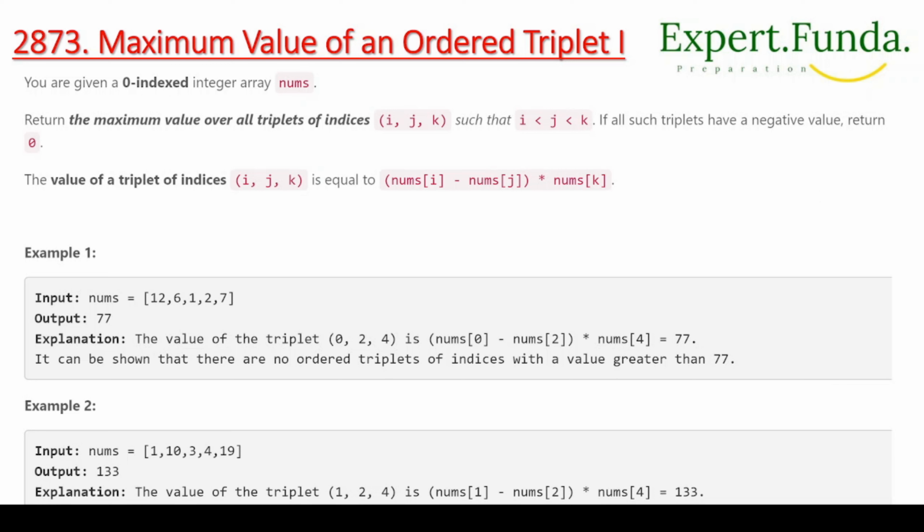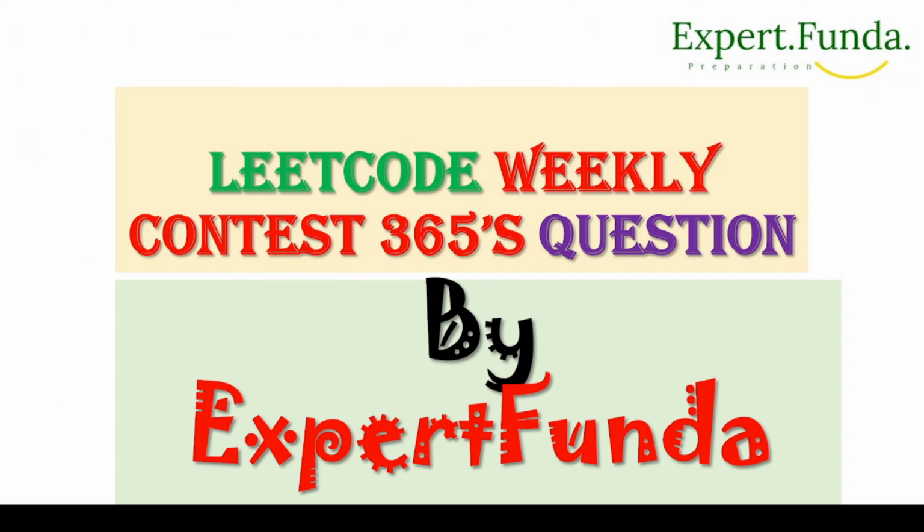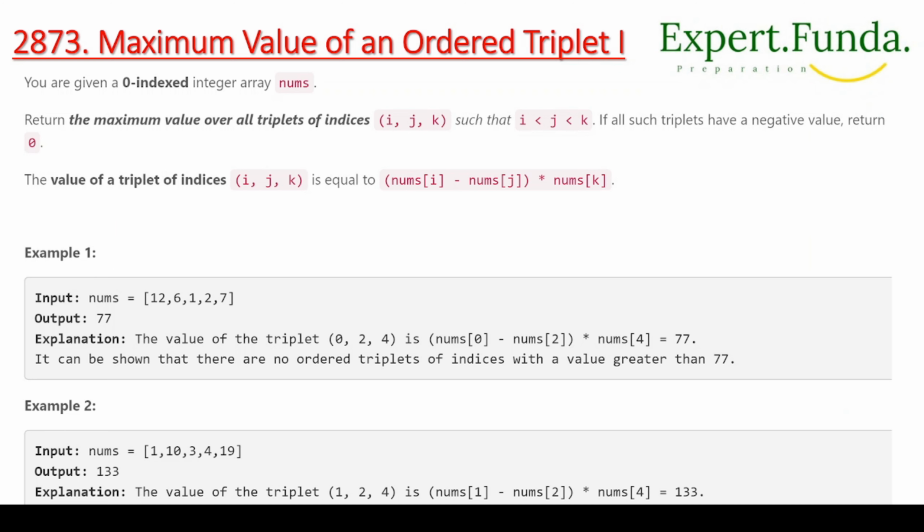Hello guys, welcome back. Today we are going to understand problem 2878, Maximum Value of an Ordered Triplet 1, which is in weekly contest 365. This is the first question we have in the contest, and we are going to understand it and see how we are going to implement it.